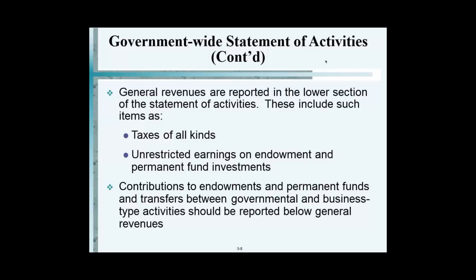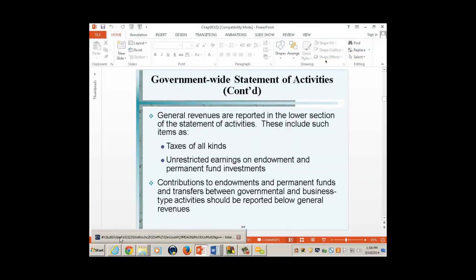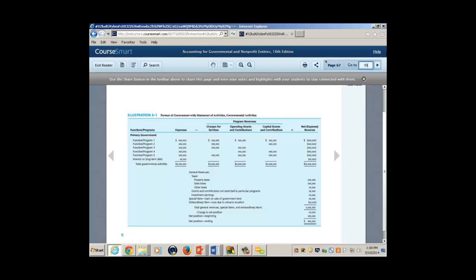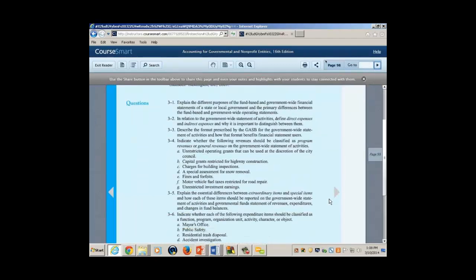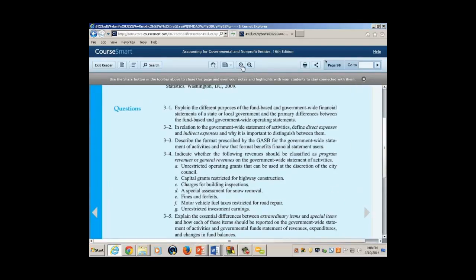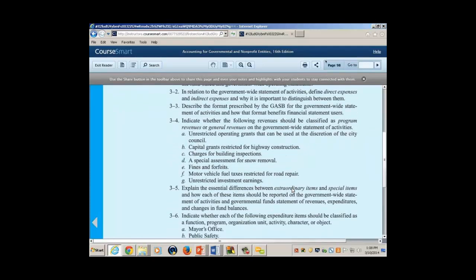Actually, let's do one thing. Let's take a look at a question in the book. See this question 3-4? I want you to take a look at it and tell me if it's program revenues or general revenues. Okay, we'll start off. The first question, unrestricted operating grants that can be used at the discretion of the city council, not for any function, but for anything. What would it be?